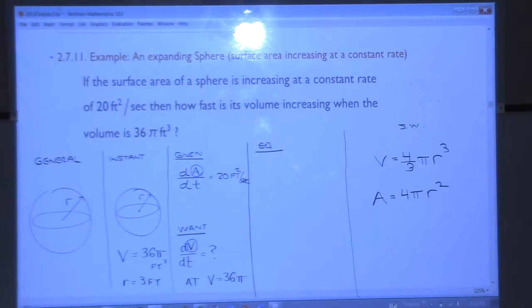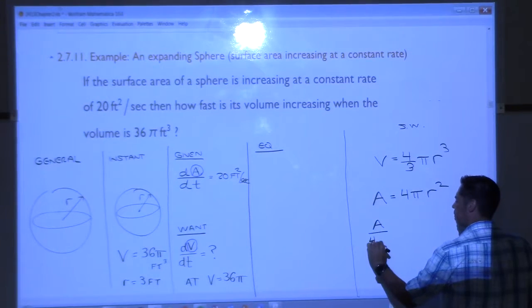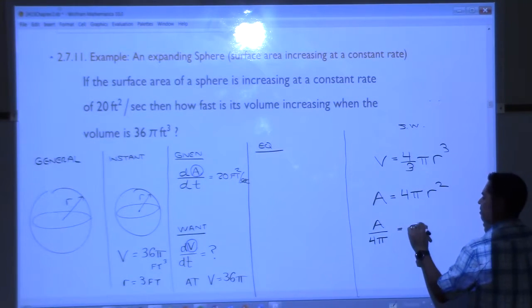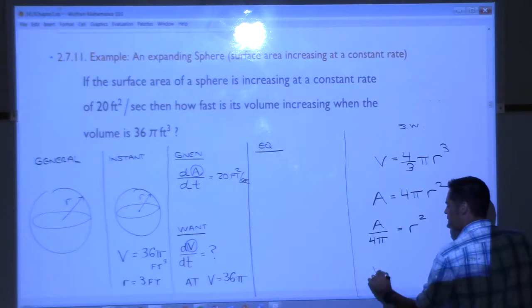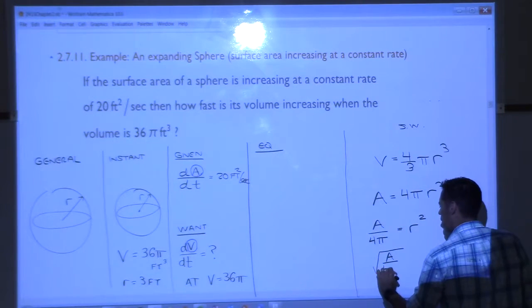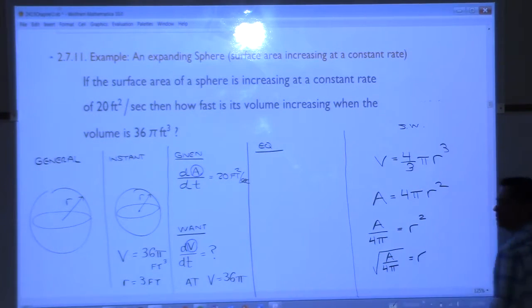How? Solve one of these for R. Your choice. I don't care. Which one seems easier to solve for R? The bottom one, right? Let's take this one and solve it for R. So if I divide both sides by 4 pi, I get this. And then I have to take the square root on both sides. And when I take the square root, I should do plus or minus. But I'm not going to do minus because we're talking about the radius of a sphere, and that can't be negative. So I'm just going to have square root of A over 4 pi is equal to R.